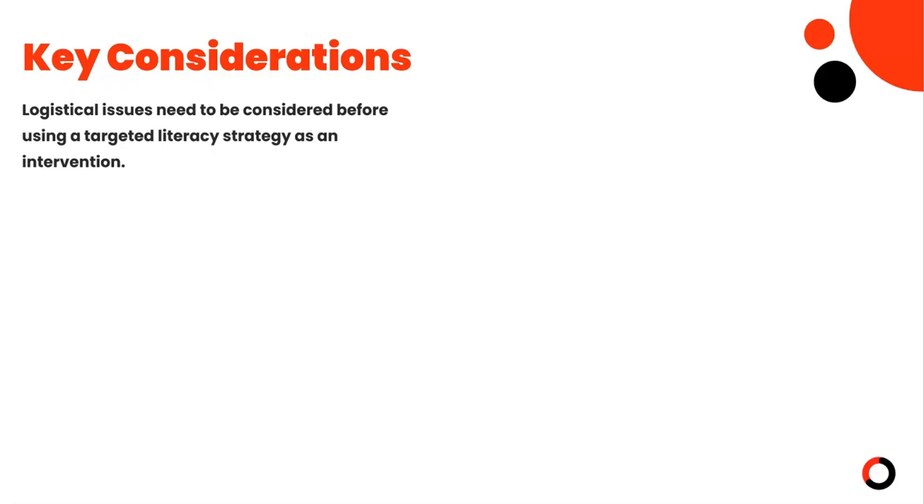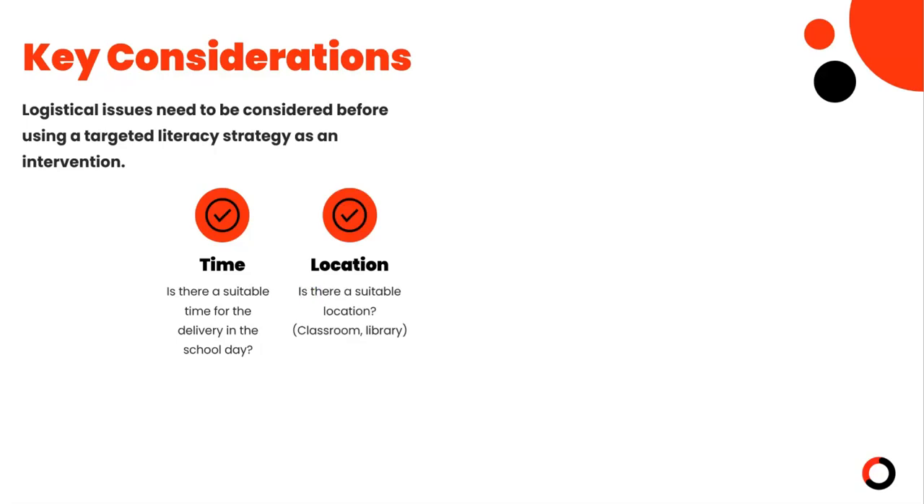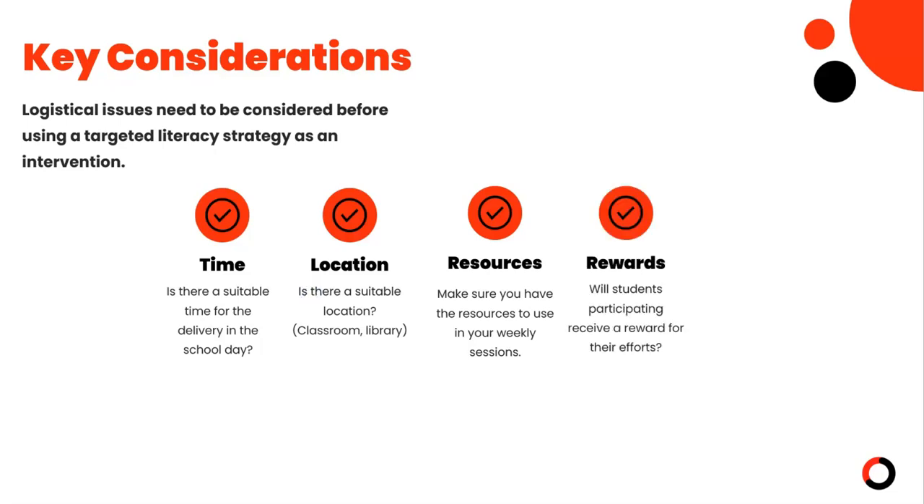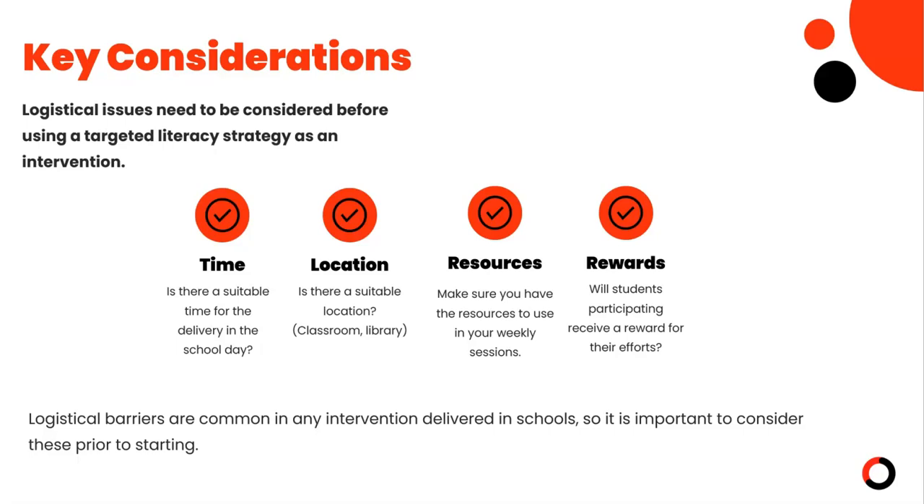So, key considerations. Logistical issues need to be considered before using a targeted literacy strategy as an intervention. Is there a suitable time in the day for the delivery in the school? Is there a suitable location? Make sure you have the resources printed off ready. And then, will you link this to any rewards? Logistical barriers are common in any intervention delivered in schools, so it's important to consider these prior to starting.